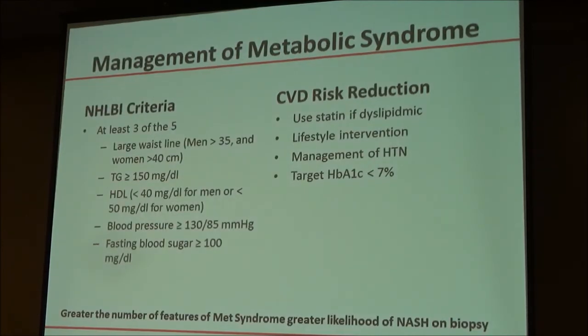Now, I mentioned metabolic syndrome, and just for your education, to have metabolic syndrome you have to have three of these five criteria. Also, you want to look at reducing cardiovascular risk, and as I mentioned earlier, if a patient has dyslipidemia, they may be eligible for a statin. You want to look at lifestyle interventions, really targeting their A1C less than 7. So you can imagine in our fatty liver clinic, we work very closely with the primary care doctor or providers to have a holistic view of the patient and try to make recommendations that would be beneficial for the patient, but also do our part in educating the patient.